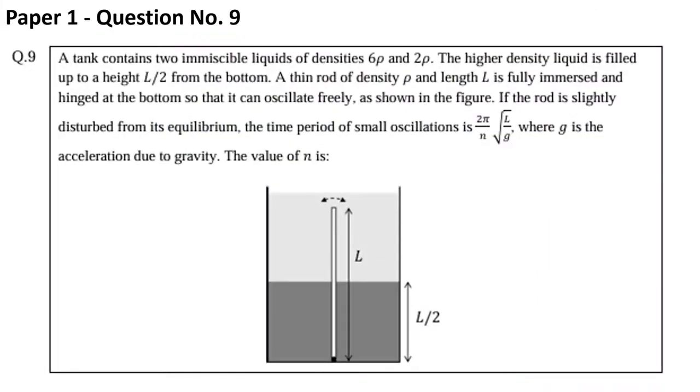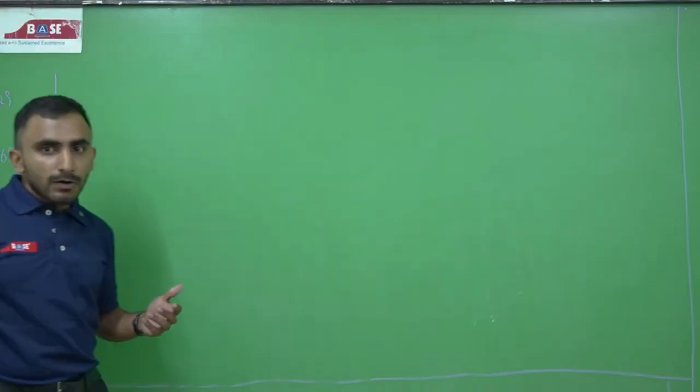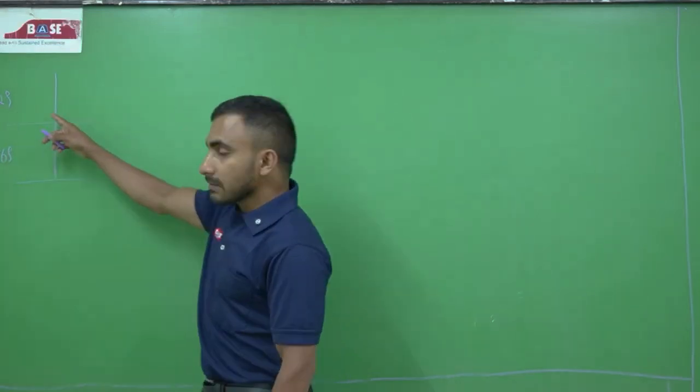Okay, so let's do the 9th question, paper 1, question number 9. Here we have a pole or a rod inside a liquid. There are two liquids. Just like this, in between there is liquid 1. Let's say this has a density of 6 rho and this has a density of 2 rho, and the rod has a density of rho. So we have something like this.